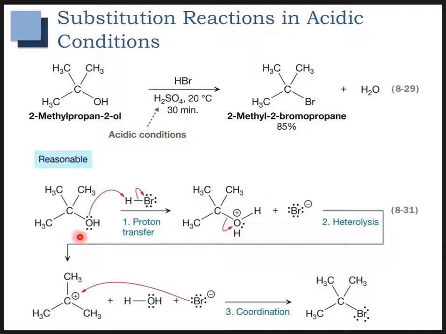Remember I said that an alcohol by itself is not a good leaving group, especially in acidic conditions. But now that we've protonated it, it can do a heterolytic cleavage, so this is heterolysis, and it falls off as water, which is a good leaving group. The resulting carbocation can then coordinate with the Br-. So here's our electron rich, going to our electron poor, and forming the product. So again, this is yet another example of a proton transfer in a multi-step mechanism.